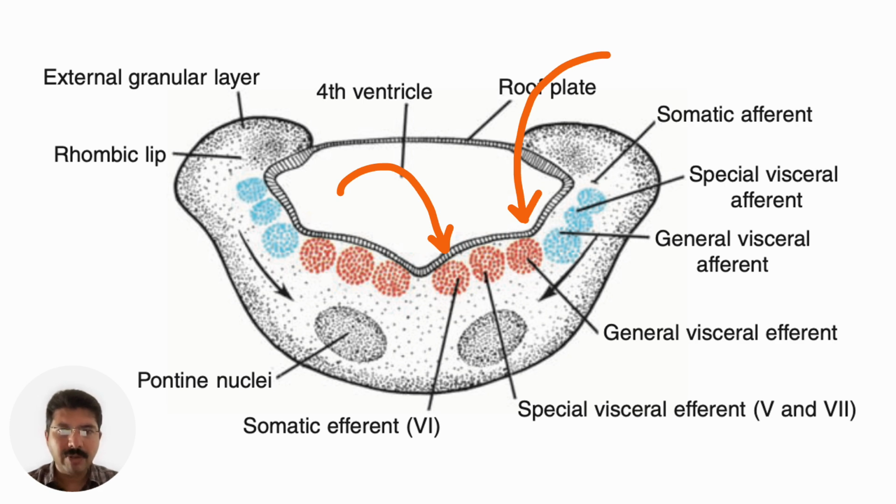And further laterally, we find the sensory nuclei. These sensory columns can further subdivide into those receiving somatic sensory information, positioned more laterally, and those receiving visceral sensory information, which are located slightly more medially within the sensory area.